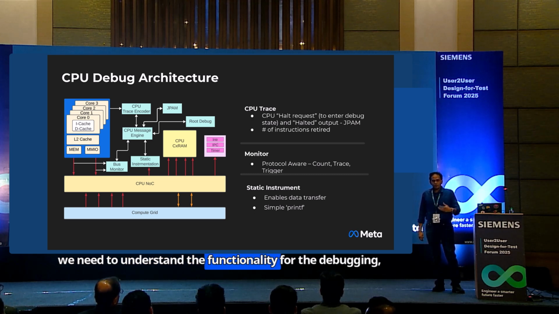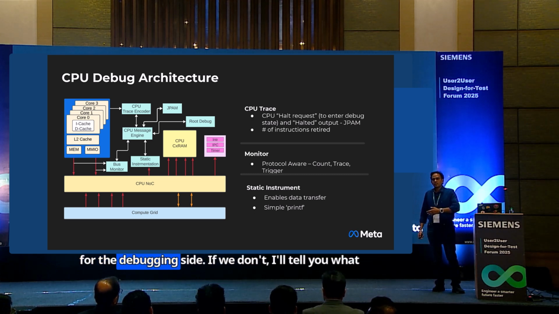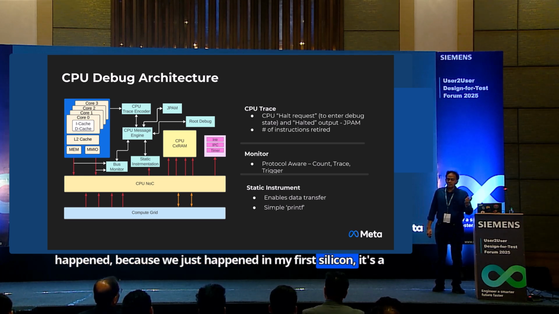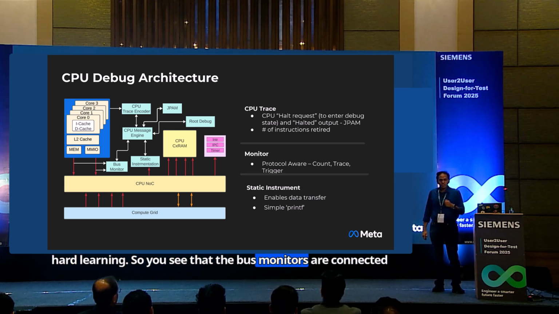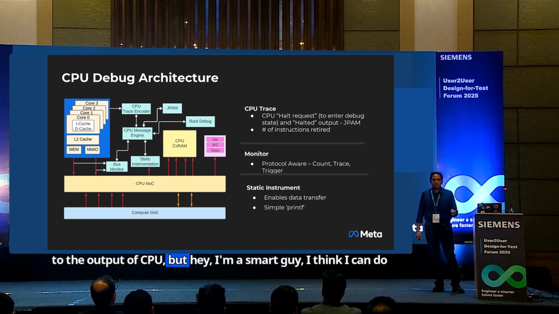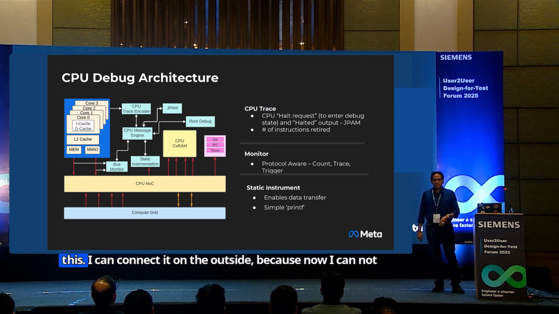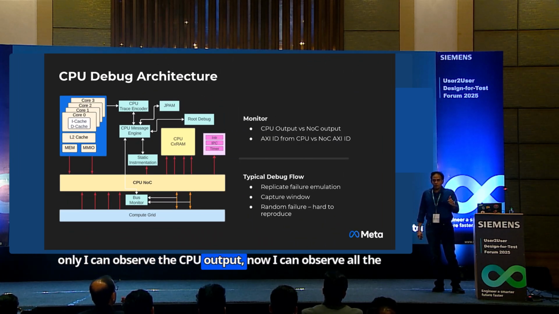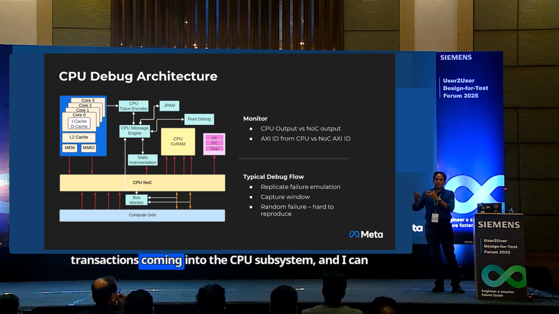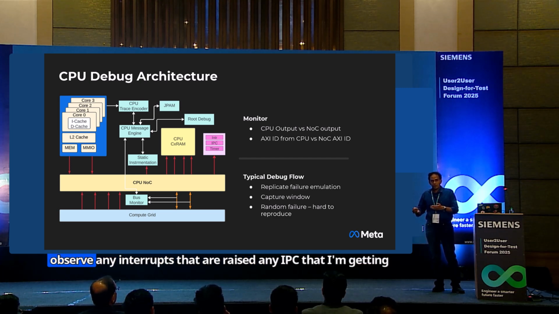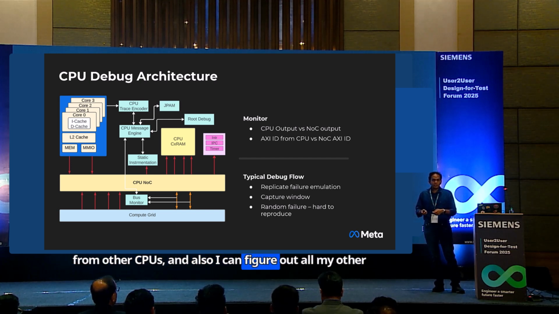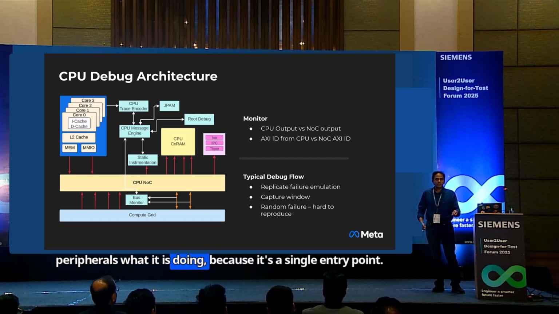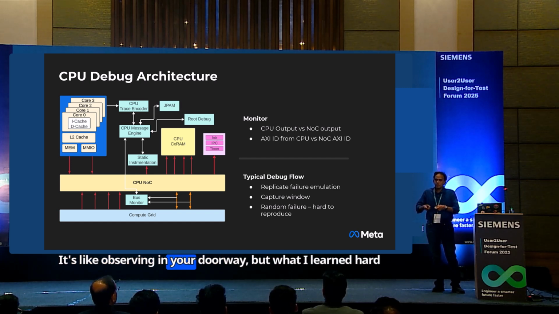And why do we need to understand the functionality for the debugging side? If we don't, I'll tell you what happened in my first silicon. It's a hard learning. You see that the bus monitors are connected to the output of the CPU. But I thought, hey, I'm a smart guy, I think I can do this. I can connect it on the outside, because now not only can I observe the CPU output, I can observe all the transactions coming into the CPU subsystem, and I can observe any interrupts that are raised, any IPC that I'm getting from other CPUs, and also I can figure out what all my other peripherals are doing. Because it's a single entry point. It's like observing in your doorway.